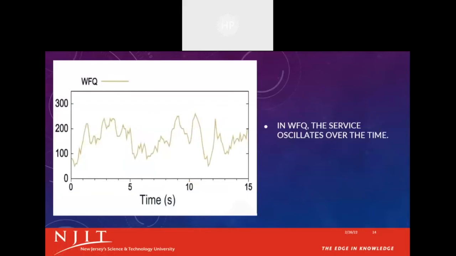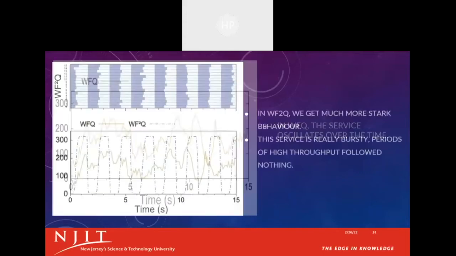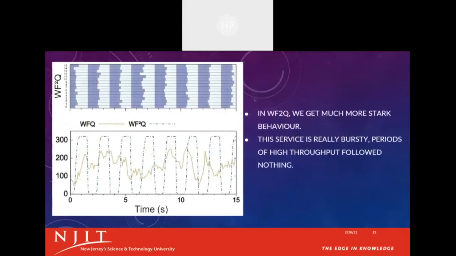For weighted fair queuing, we can see that the service oscillates over time. For worst-case fair weighted fair queuing, we get much more stark behavior. This service is really bursty, periods of high throughput followed by nothing.